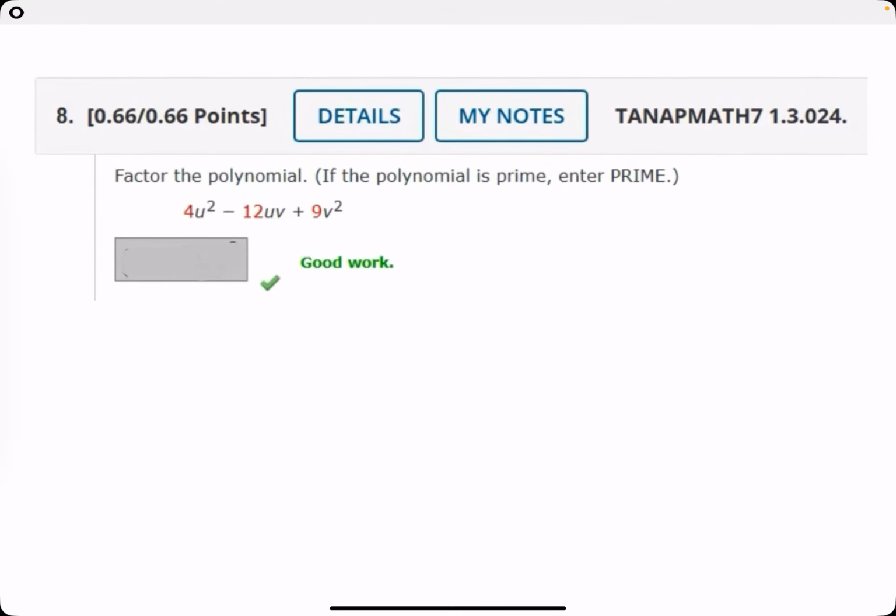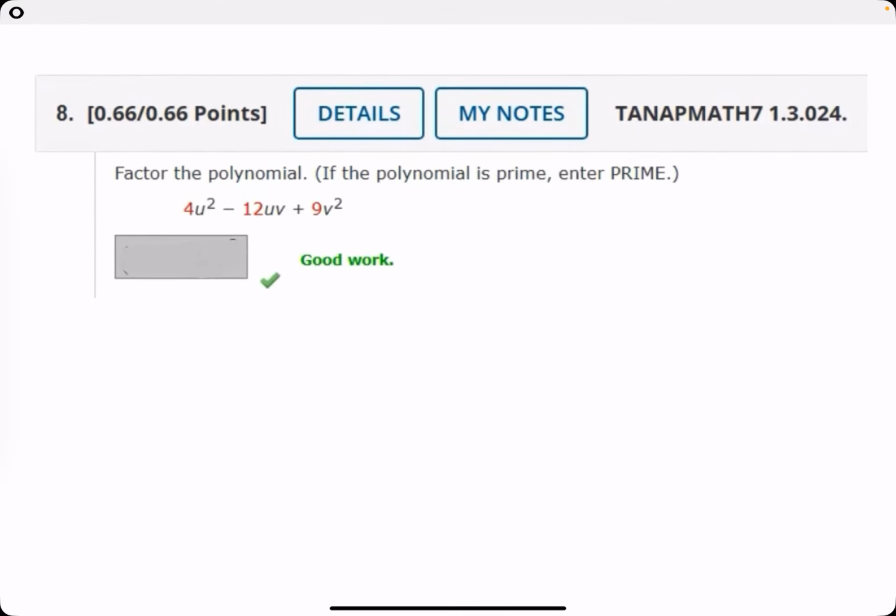Number 8, factor the polynomial. Let's see if we can try that previous method. So 4 times 9 is 36. So just to get a visual, 36 is what we're multiplying to, so we'll call it a times b. But negative 12 is what a plus b should equal. So what multiplies to 36 but adds to negative 12? 6 and 6. Yeah, that's probably right. So negative 6, negative 6.